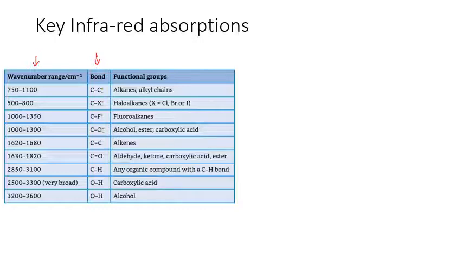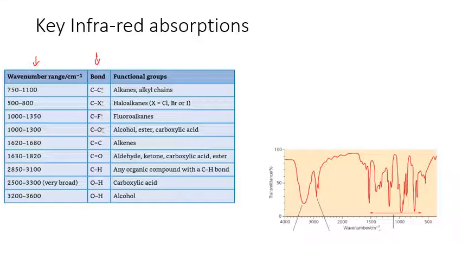Let me show you a spectrum. Notice that the wave number is the x-axis, which corresponds to this first column here, and it goes from right to left, strangely enough. Just notice that. Depending on what bonds are in the molecule, you'll get different absorptions.